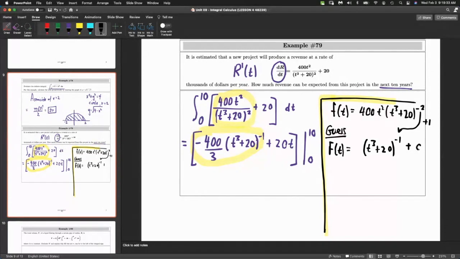And there is a c there, so we'll put it there. Although I don't have a c here because it cancels out anyway. Let's check.